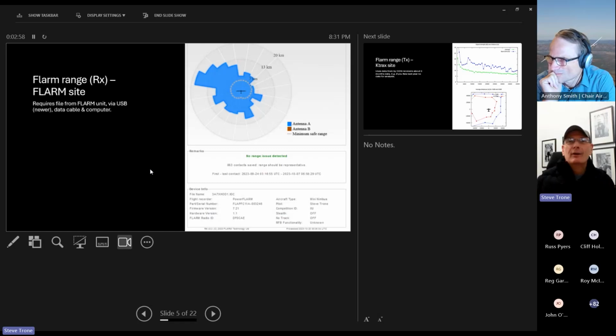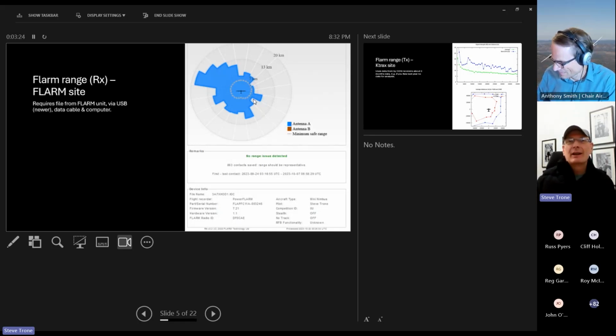So right now, with the FLARM site, you download an IGC file or a file out of your FLARM device and pump that into the FLARM website, and that'll give you a bit of a range indication. That's testing the receive range of the device. That's an important note. And you'll get a funky bit of a range thing happening there. This one's actually for my own aircraft.